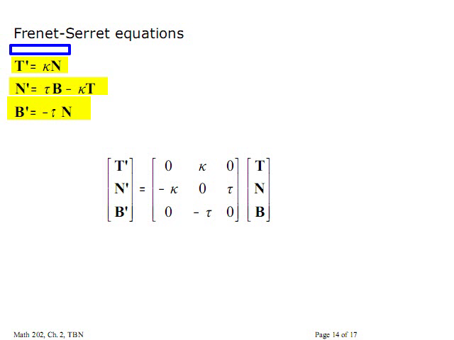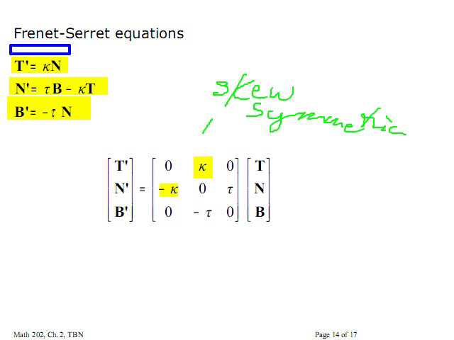And it's easier to write it in a matrix form. And this matrix, you can see here, is fairly easy to remember. It's called a skew symmetric matrix. It's symmetric except for the sign changes. So I have a kappa here, a minus kappa here, tau here, and a minus tau here. It's very handy to write this. This helps you remember the equations.